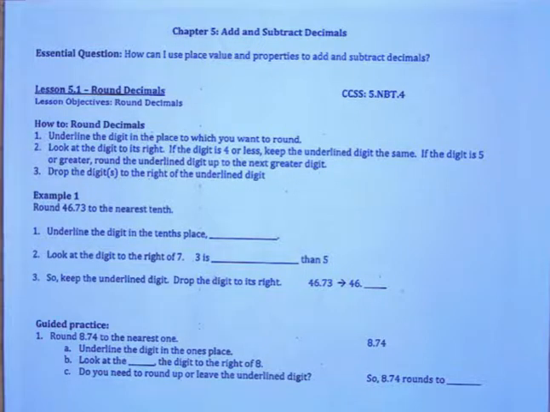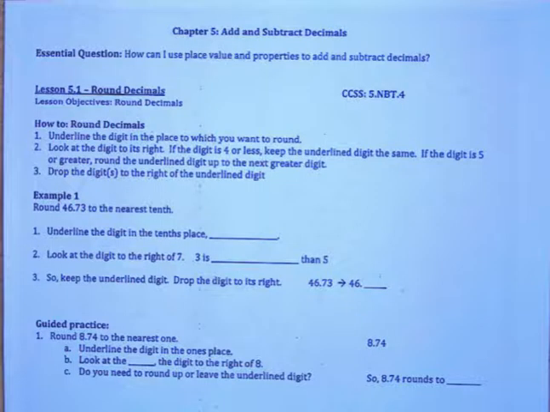Welcome to Chapter 5. This is going to be our first lesson. And Chapter 5 is going to cover adding and subtracting decimals. The essential question that we'll be working on is how can I use place value and properties to add and subtract decimals? So for Lesson 1, we're going to practice rounding decimals.